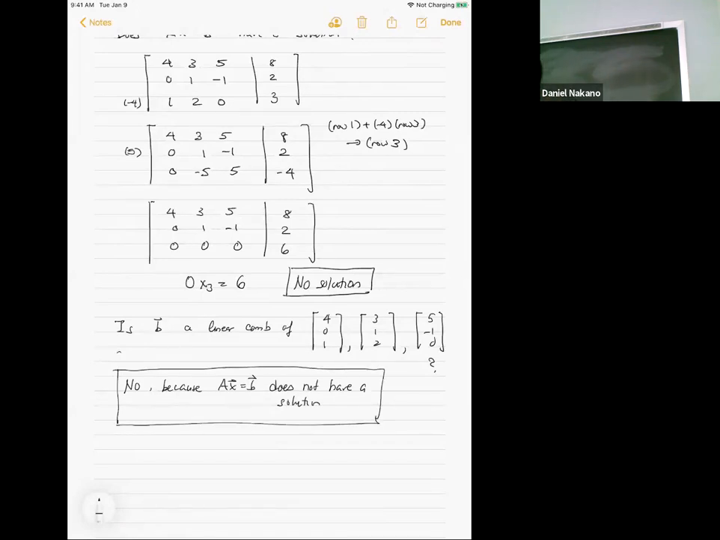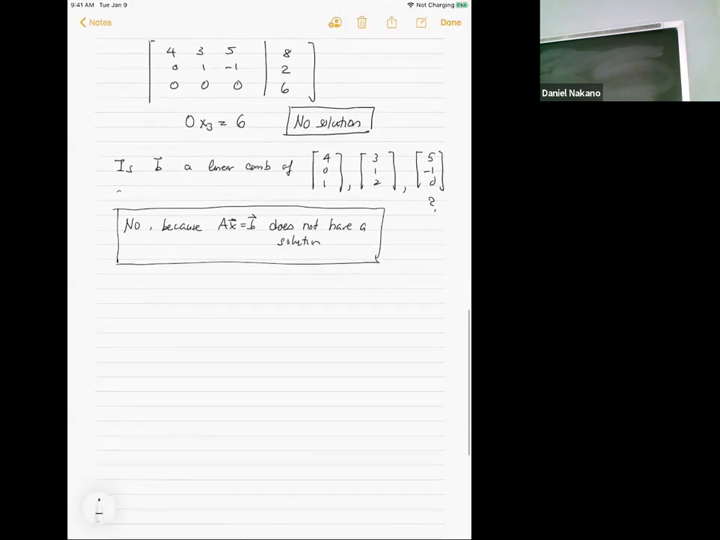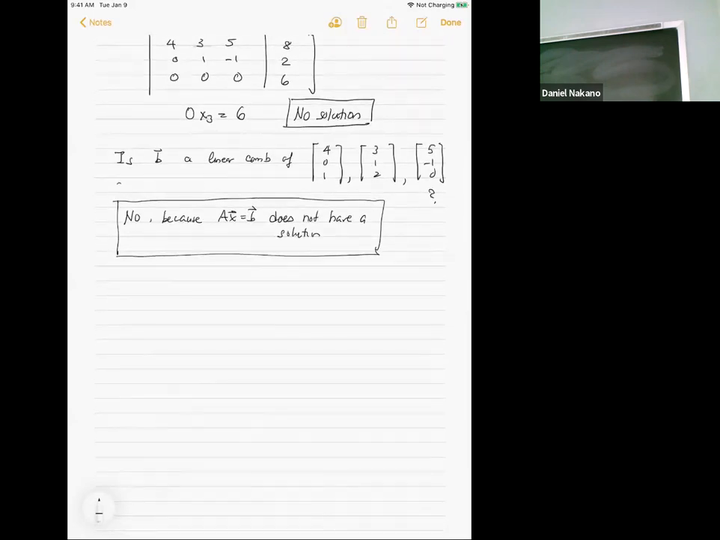Okay, any questions on this? So if we want to see whether a vector is a linear combination of other vectors, we just set up a system of equations, and then we figure out whether there's a solution or not. So I think I have an example where we do that. Okay, so I have another example.